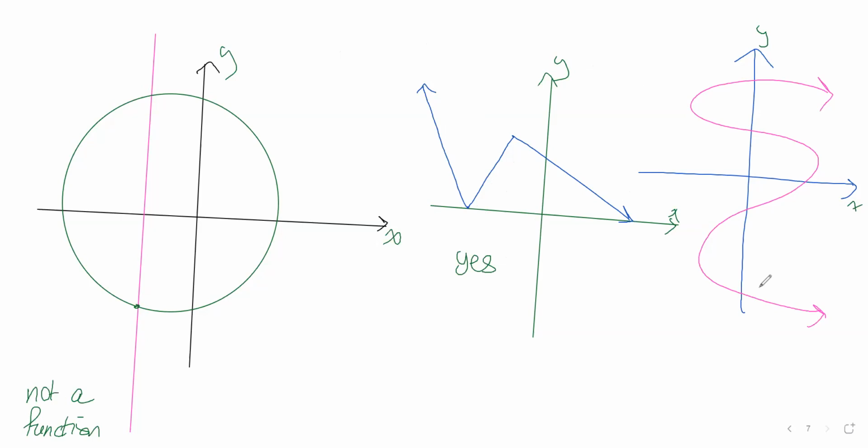How about the last one? No, right? So easy to see. You have plenty of vertical lines that intersect your graph at more than one point, for example this one. Even the y-axis is another example. The y-axis intersects your graph at more than one point as a vertical line. It's not a function, therefore. Is it clear, everyone?